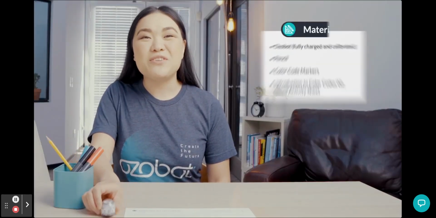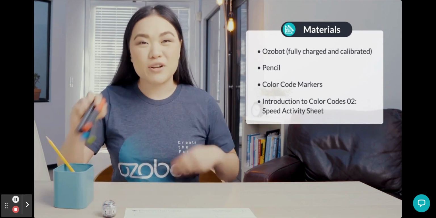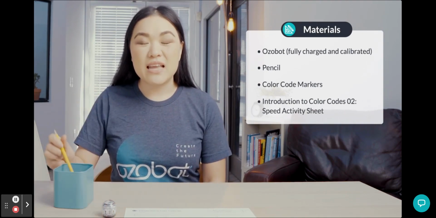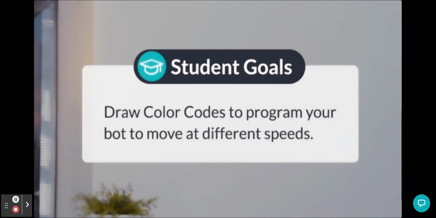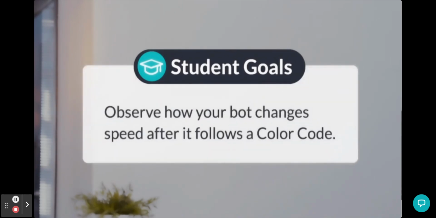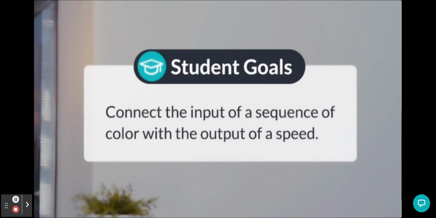For today's lesson, you'll need an Ozobot fully charged and calibrated, color code markers, a pencil, and your Introduction to Color Codes 2 Speed activity sheet. In today's lesson, you will draw color codes to program your bot to move at different speeds. Observe how your bot changes speed after it follows a color code, and connect the input of a sequence of color with the output of speed.